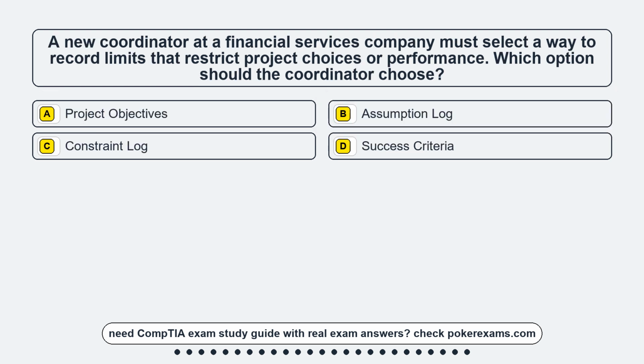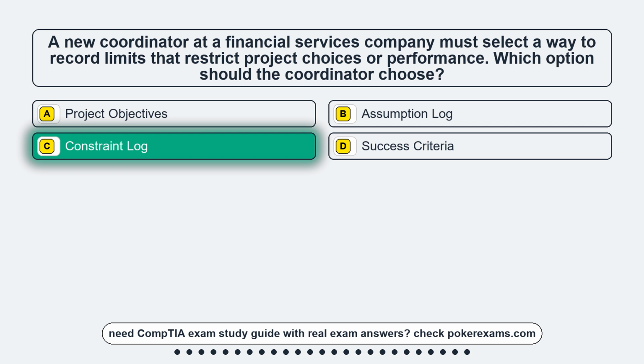Question 16. A new coordinator at a financial services company must select a way to record limits that restrict project choices or performance. Which option should the coordinator choose? Option A, project objectives. Option B, assumption log. Option C, constraint log. Option D, success criteria. The correct answer is option C, constraint log.